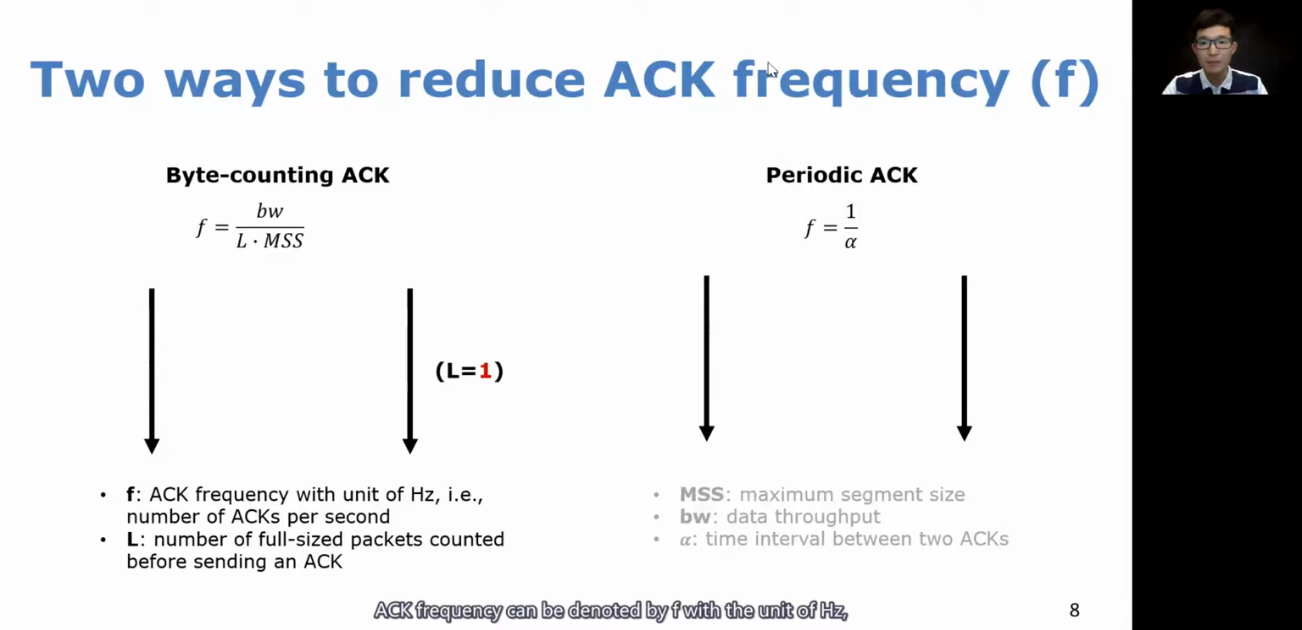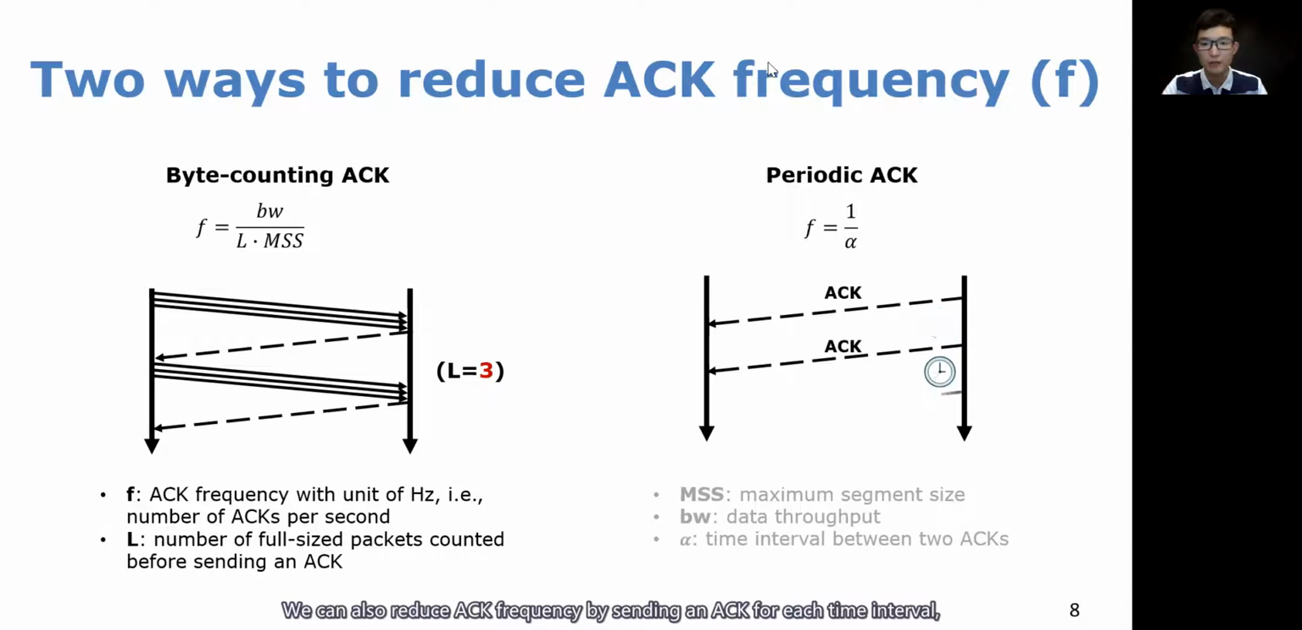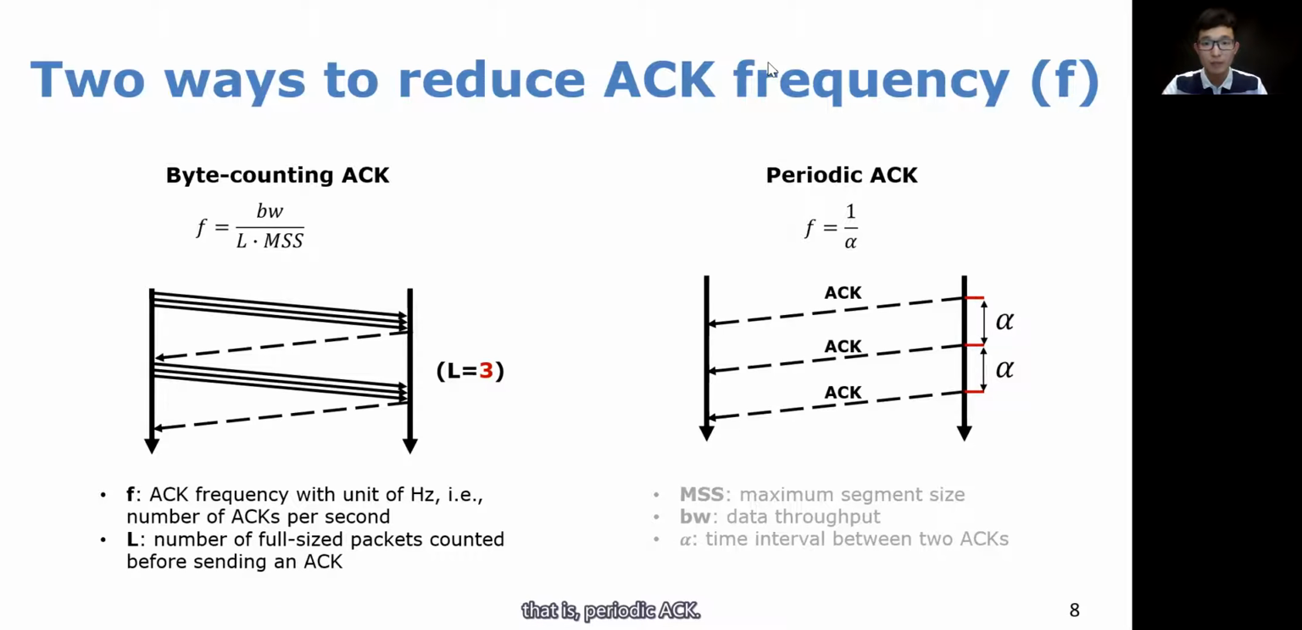ACK frequency can be denoted by F with the unit of hertz, that is, the number of ACKs per second, which can be reduced in 2 fundamental ways: byte counting ACK and periodic ACK. Byte counting ACK reduces ACK frequency by sending an ACK for every 2 or more incoming full-sized packets. The frequency is proportional to data throughput. We can also reduce ACK frequency by sending an ACK for each time interval, that is, periodic ACK.